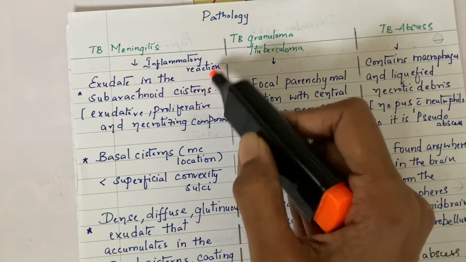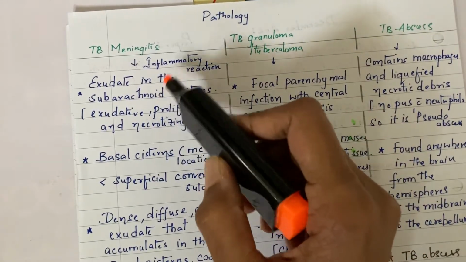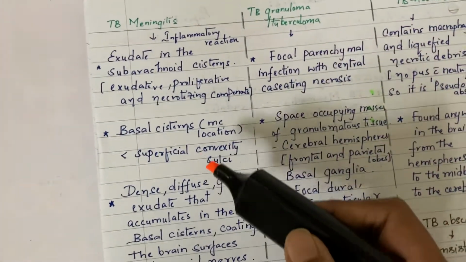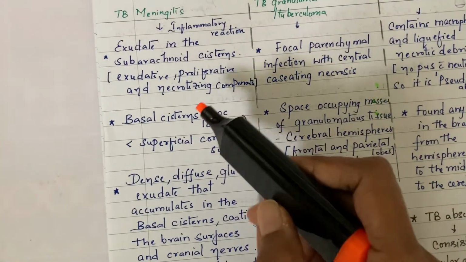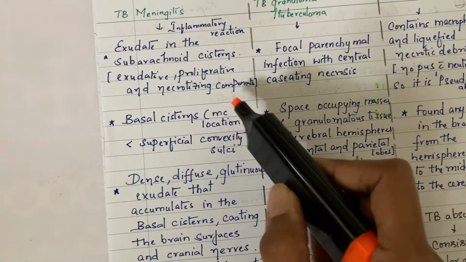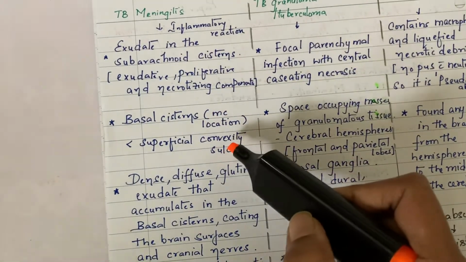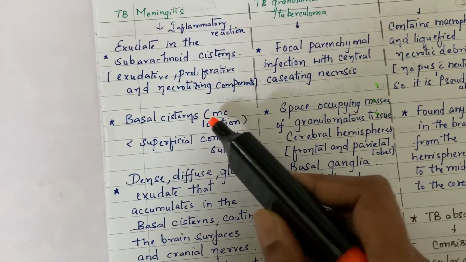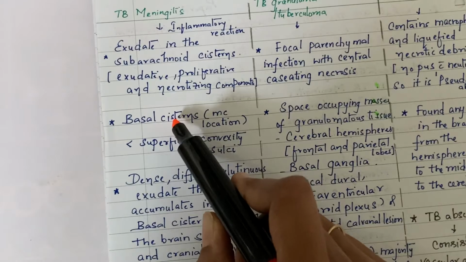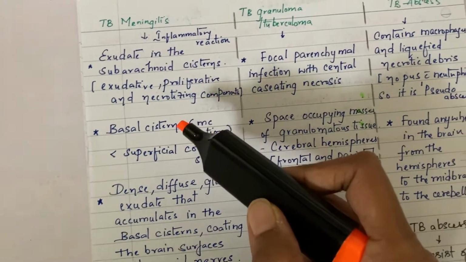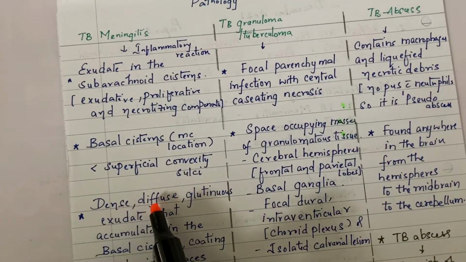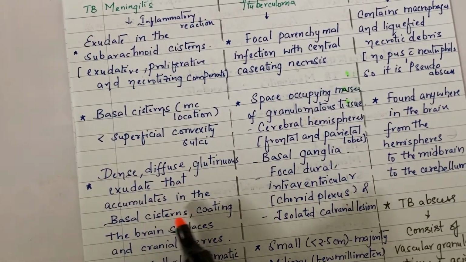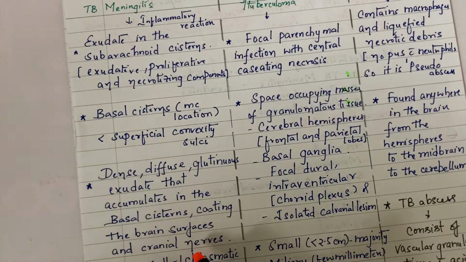In the subarachnoid space we have the subarachnoid cisterns. These are exudative, proliferative and necrotizing components. The most common site of the subarachnoid cisterns is the basal cisterns. They may also occur in the superficial convexity of the brain. In the sulci also the exudates go and sit. But most common space is the basal cisterns. Pathologically, they are dense, diffuse, glutinous exudates that accumulate in the basal cisterns, coating the brain surfaces and cranial nerves.